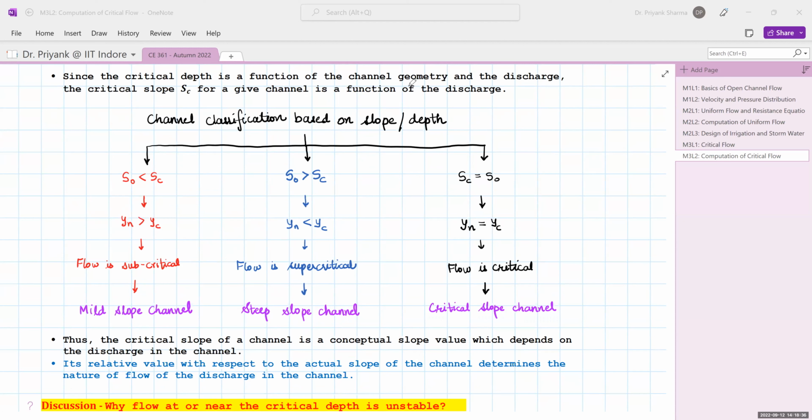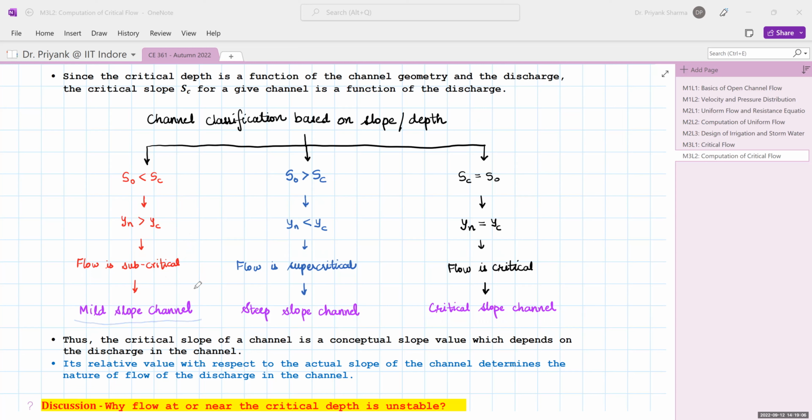So let us have a first comparison where S naught is your channel slope and Sc is your critical slope. So three inequalities exist. Let us say first case where S naught is less than Sc. So in that case, your normal depth is greater than your critical depth. So what happens when normal depth is greater than critical depth? Your flow is subcritical, and such a channel where flow is subcritical is called a mild slope channel.